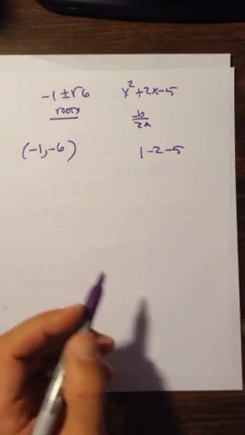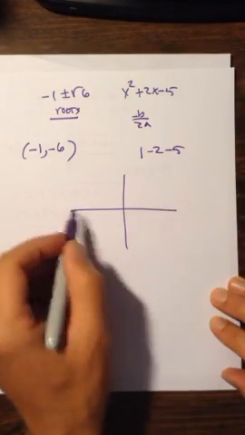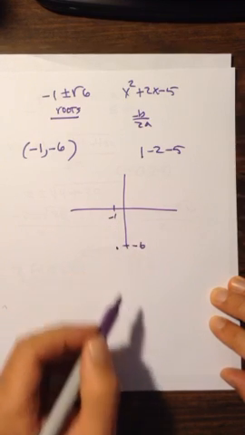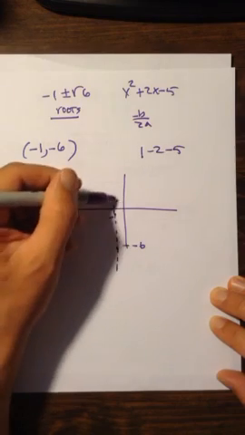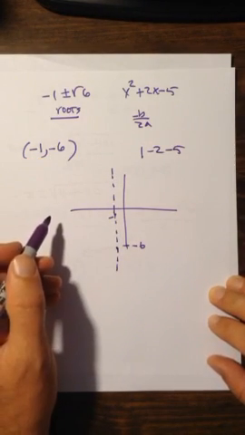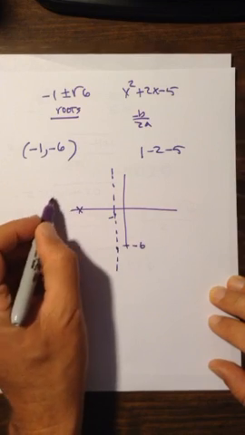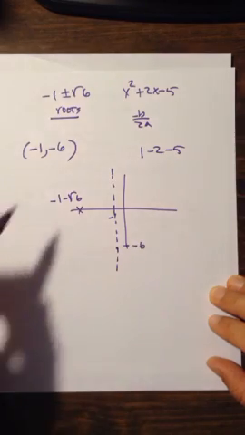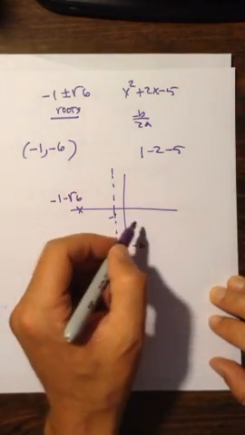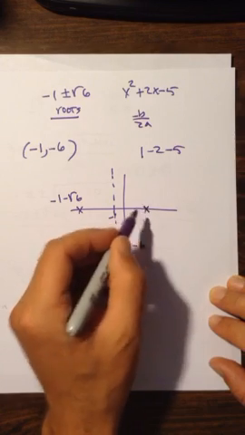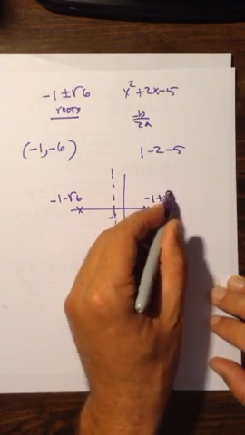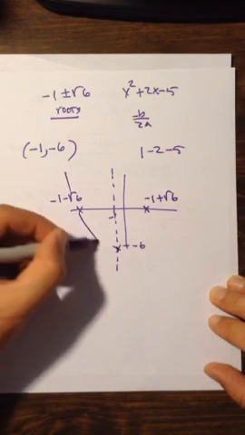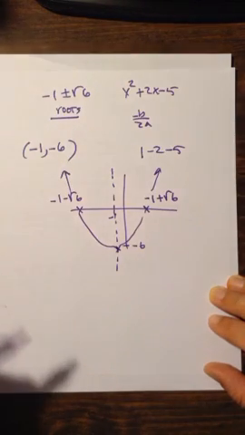So now I am going to make a quick sketch. The vertex is negative 1, negative 6. I know that's the axis of symmetry. I don't know exactly where negative 1 minus root 6 is, and I don't really care. I don't know where the other one is, but I know it's positive because root 6 is bigger. So I'm going to have negative 1 plus root 6, and if I sketch out that parabola real quick, I get something like that.